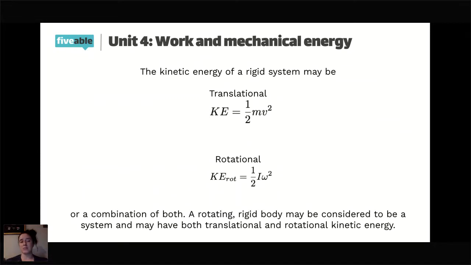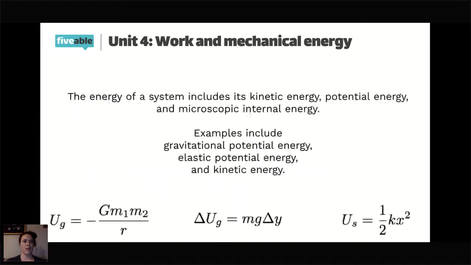Is the center of mass moving? Yes, translational. Am I rotating? Yes, rotational. Sometimes there's both. Okay. The energy of a system includes its kinetic energy, potential energy, and microscopic internal energy. So this includes gravitational potential energy, which is our negative G m1 m2 over r, or close to the surface, mg delta y. Our elastic potential energy, which is our 1/2 kx squared if we have a spring, and our kinetic energy, our 1/2 mv squared, or 1/2 I omega squared.